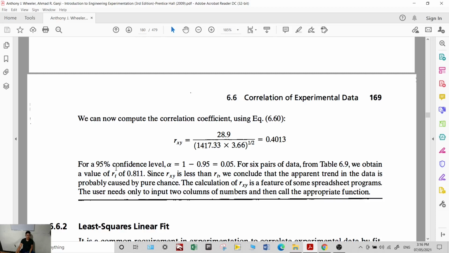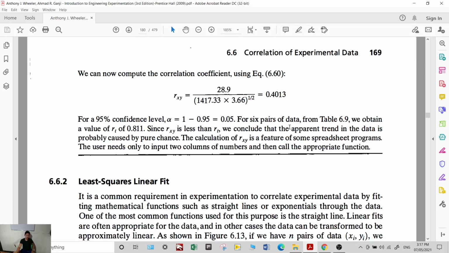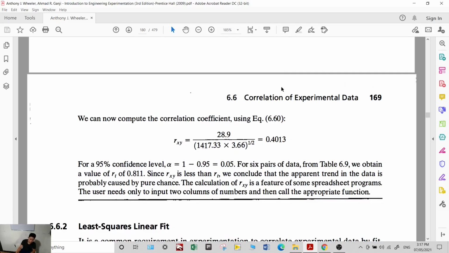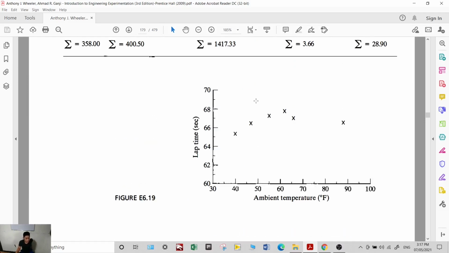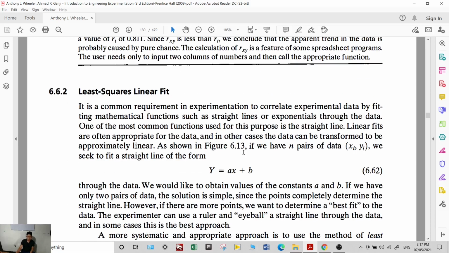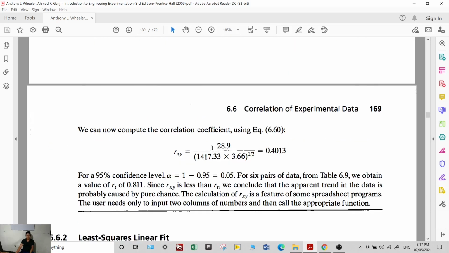For a 95% confidence level, alpha is 0.05. For 6 pairs of data, we obtain a correlation from the table of 0.811. Since the r sub xy you computed is less than r sub t, we conclude that the apparent trend in the data is probably caused by pure chance. So there is no correlation between lap time and the ambient temperature. It looks quite far off, right? Okay.